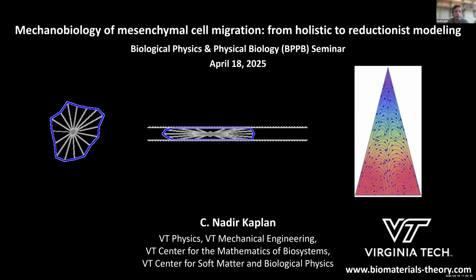So I'm Nadir Kaplan. I'm an assistant professor of physics at Virginia Tech, and so I have a broad research agenda. But today I'm going to focus on the biophysical aspects of our recent work, and specifically mechanobiology of mesenchymal cell migration, and how we can take different modeling approaches, ranging from holistic whole cell modeling to more conventional physicist-like reductionist approaches. I'm a physicist by training.